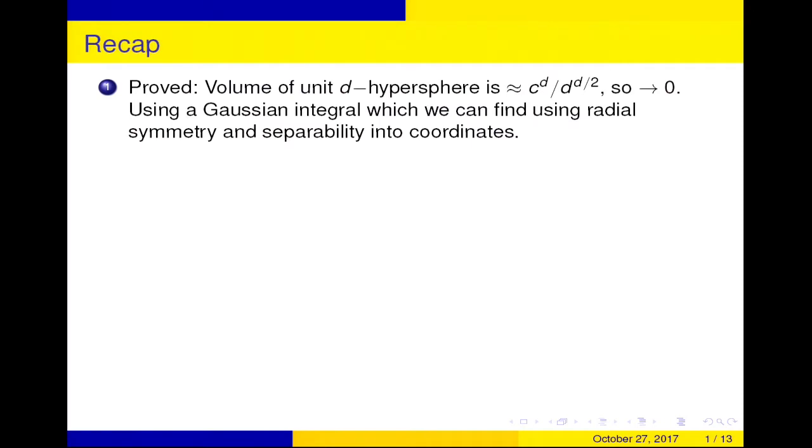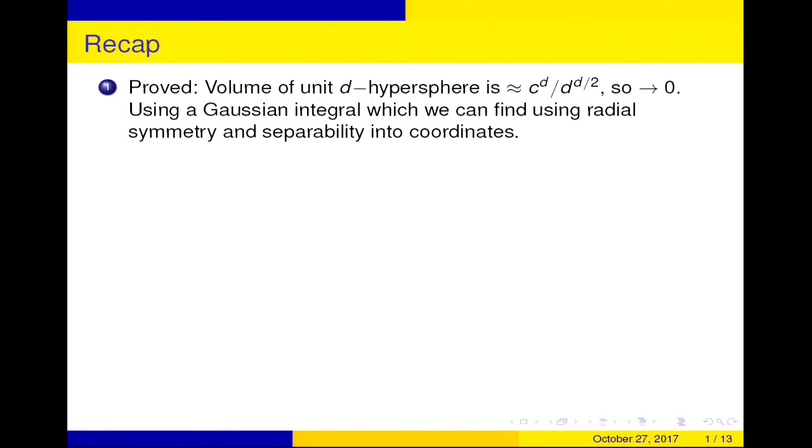Okay, so I'll start with a quick recap of what we were doing last time and then carry on and tell you what we'll do today. We proved that the volume of the d-dimensional sphere, all points of length less than or equal to 1, goes down as d goes to infinity, and in fact the asymptotics is some constant to the d divided by d to the d over 2, and so it goes to 0.